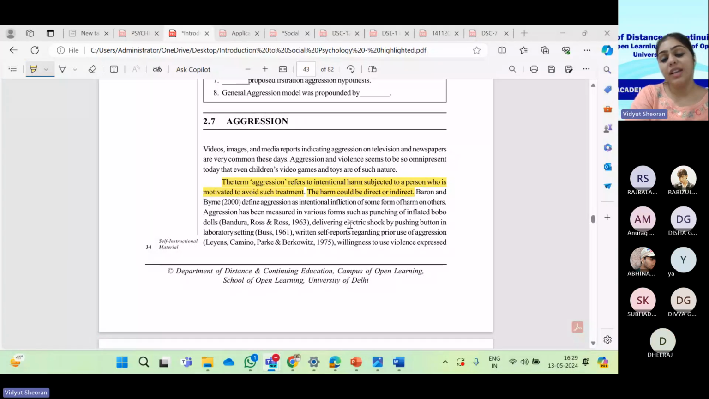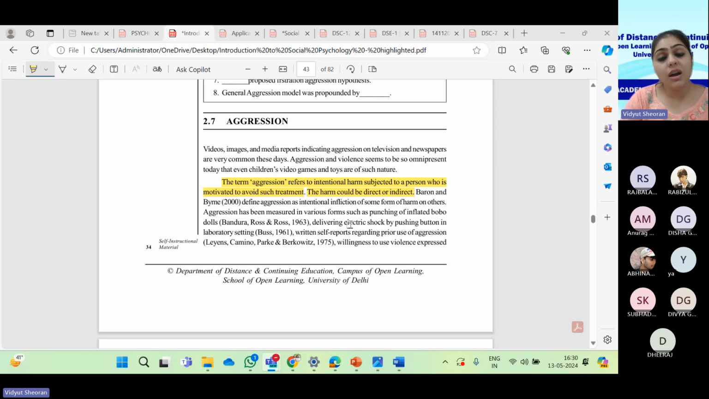So the term aggression refers to intentional harm, कि हम जानते हुए लोगों का नुकसान करते हैं. Subjected to a person who is motivated to avoid such treatment, हम जानते हुए लोगों का नुकसान कर रहे हैं और जिसका हम नुकसान कर रहे हैं वो नहीं चाहता उसका नुकसान हो, वो तो सिर्फ एक विक्टिम बन के रह गया. वो कभी अपना नुकसान नहीं चाह रहा था लेकिन हमने फिर भी उसके साथ बुरा किया. That is aggression. We had the intention to harm someone. Someone didn't feel motivated to be harmed.